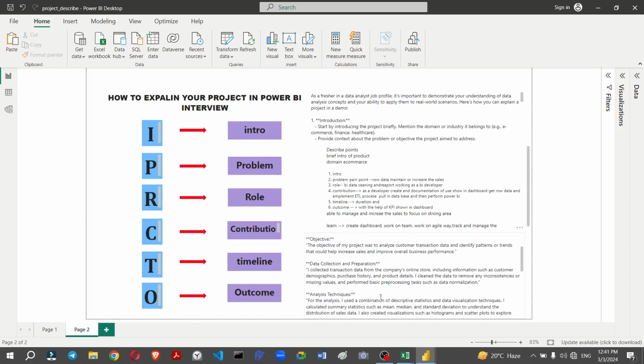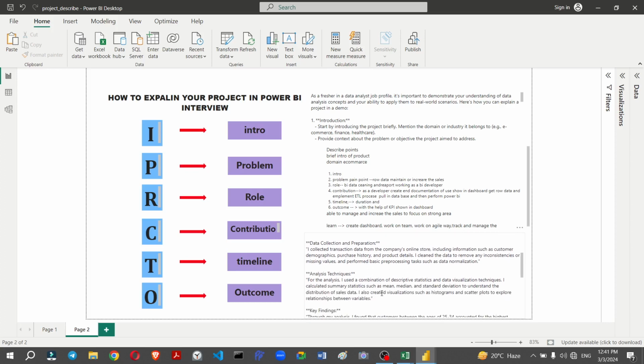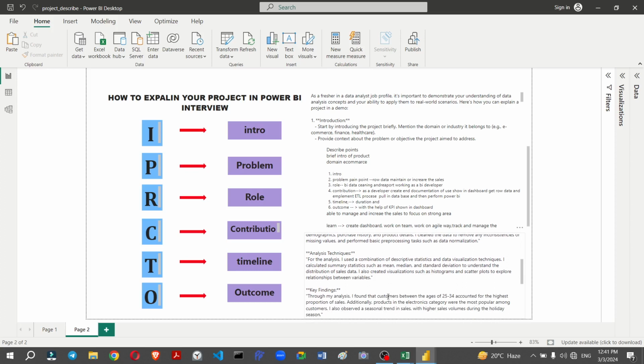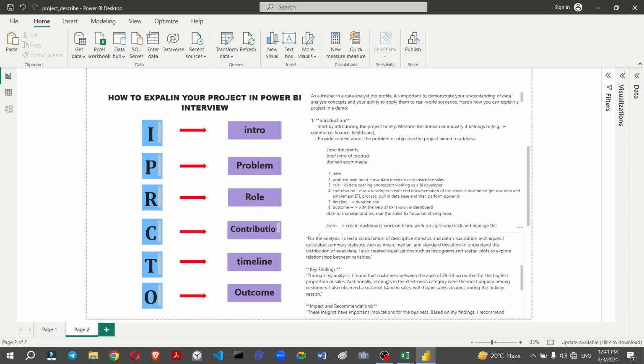After that, we stored the data again in the database and moved on to the analysis. For the analysis, I used a combination of descriptive statistics and data visualization techniques. I calculated summary statistics, using the mean, median, mode, standard deviation, and distributions of the sales to understand the distribution of the sales. And I created visualizations such as histogram, pie chart, line graph, and many more, to find the relationships in the data.